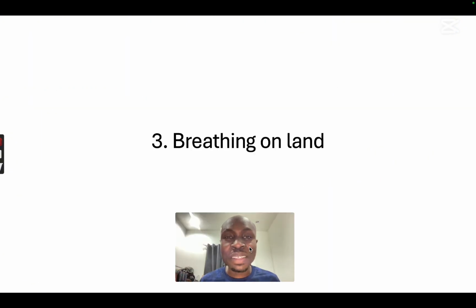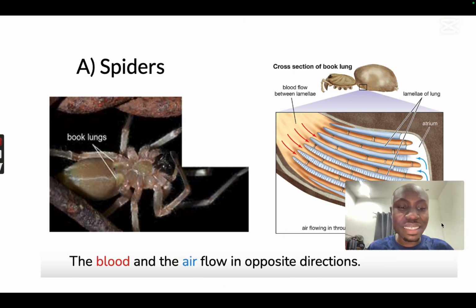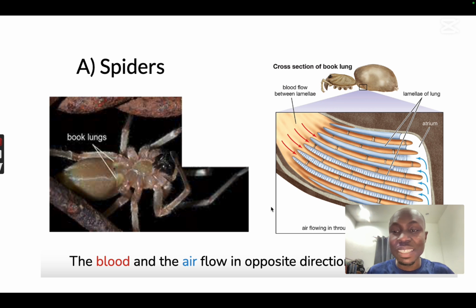Now, let's talk about the next group of animals, the animals that can breathe on land. Can you think about examples? The first example we're going to look at are spiders. Spiders can exchange gas with a structure we call book lung. If you can see in this picture, there are two of them, one on this side and one on this side, book lungs.